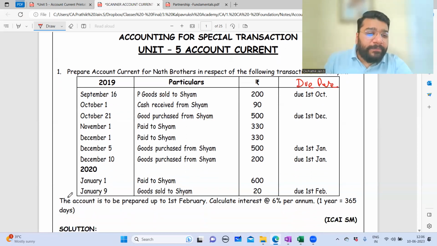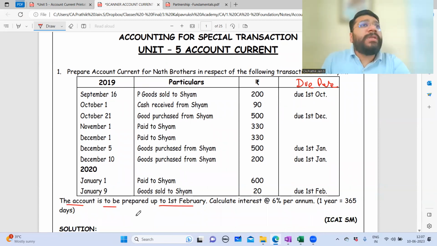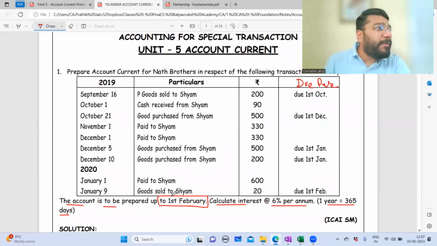At the end, they're telling that the account is to be prepared up to 1st February. Calculate interest at 6% per annum and take 1 year equal to 365 days. Now, the question that arises is, what does it mean? They are telling that this account current you're preparing should be up to 1st Feb only, not 31st March. Normally, when we prepare the accounts, we prepare for 31st March.